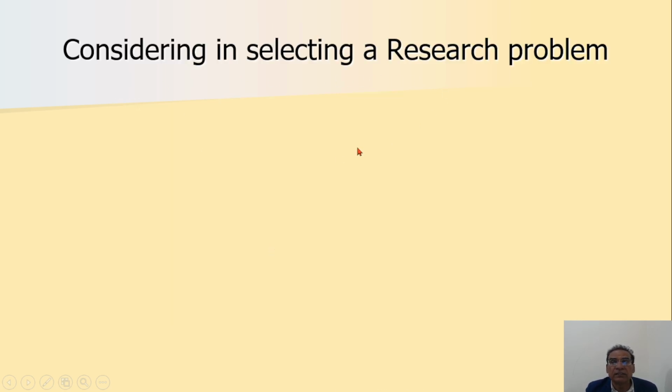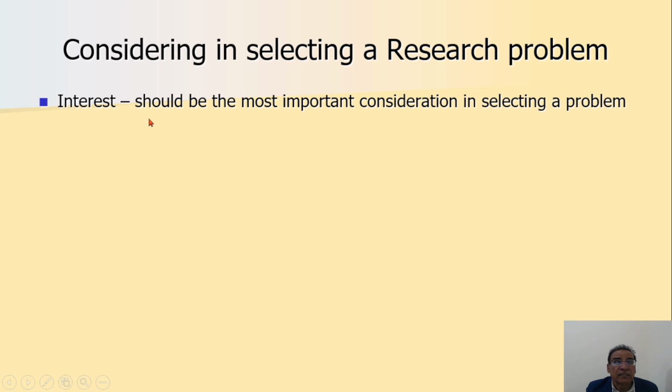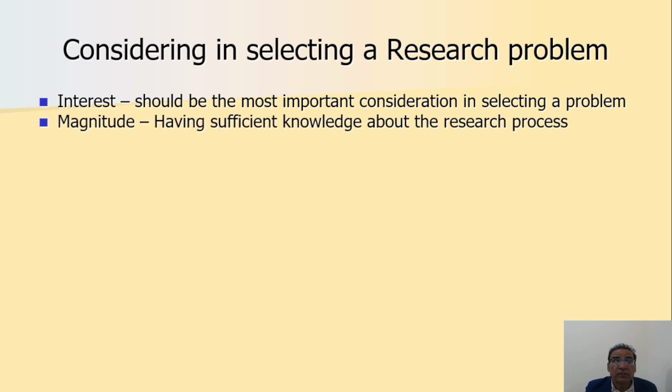Considerations in selecting a research problem: the most important is interest. Either you have interest in the problem on which you are going to conduct research or not. If you are not interested, don't select that topic. Magnitude: having sufficient knowledge about the research process. So knowledge is also very important.